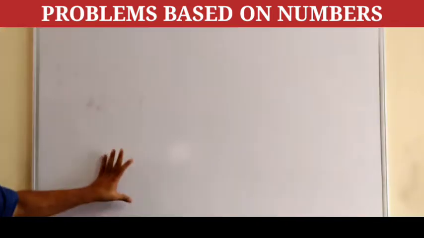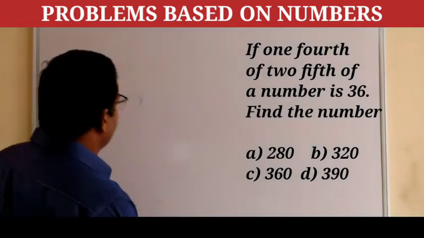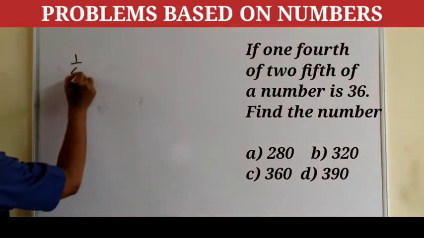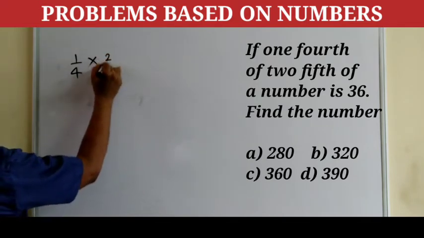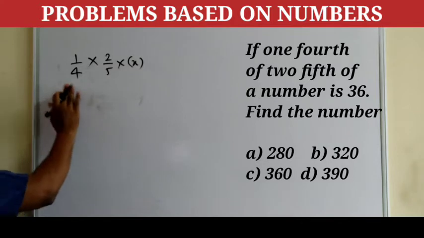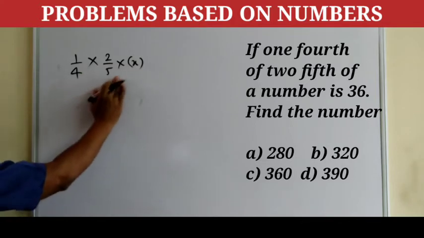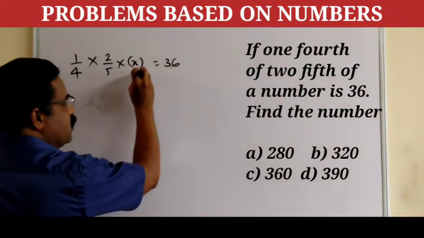What is the question? 1/4 of 2/5 of a number is 36. What is the number? 1/4 of will become multiplication. 1/4 of 2/5 of a number. We don't know what the number is, so we'll take that number as x. 1/4 of 2/5 of x is equal to 36. We need to find out what x is.